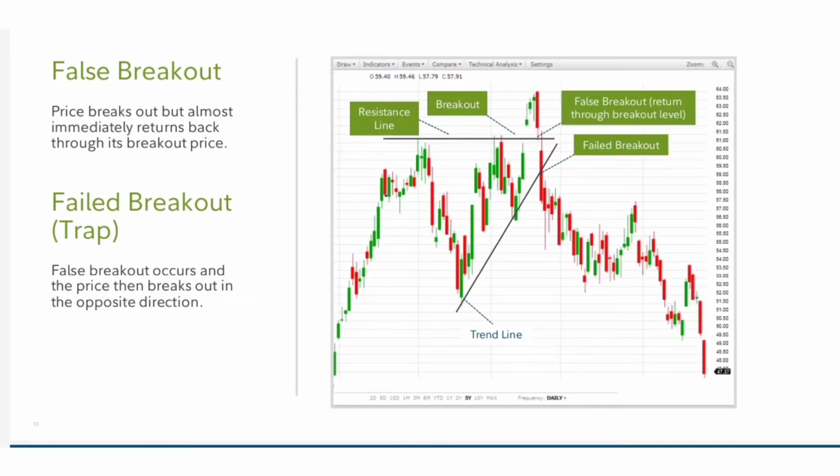Breakouts consist of two types: false and failed breakouts. One is a false breakout. Price breaks out but almost immediately returns back through its breakout price. Second is a failed breakout. A trap: a false breakout occurs and the price then breaks out in the opposite direction. Here we are seeing some examples of false and failed breakouts.